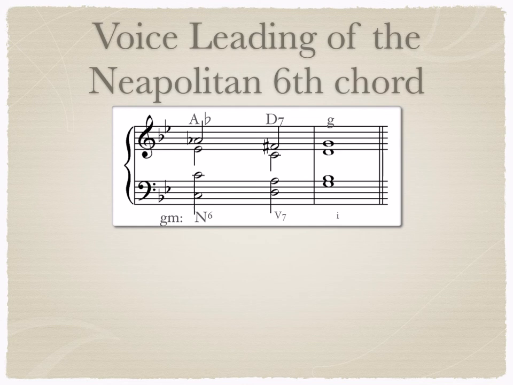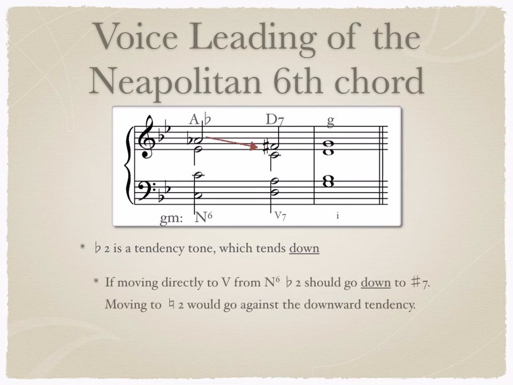Having built our chord on the lowered scale degree 2 leaves us with some requirements when it comes to voice leading. Flat scale degree 2, or Ra in solfege, is a tendency tone that wants to resolve down to scale degree 1. If you're moving directly to 5 from flat 2, the voice with Ra should always resolve down to sharp scale degree 7, or Ti. Moving to natural 2 would go against this downward tendency and may not be as convincing in part writing.